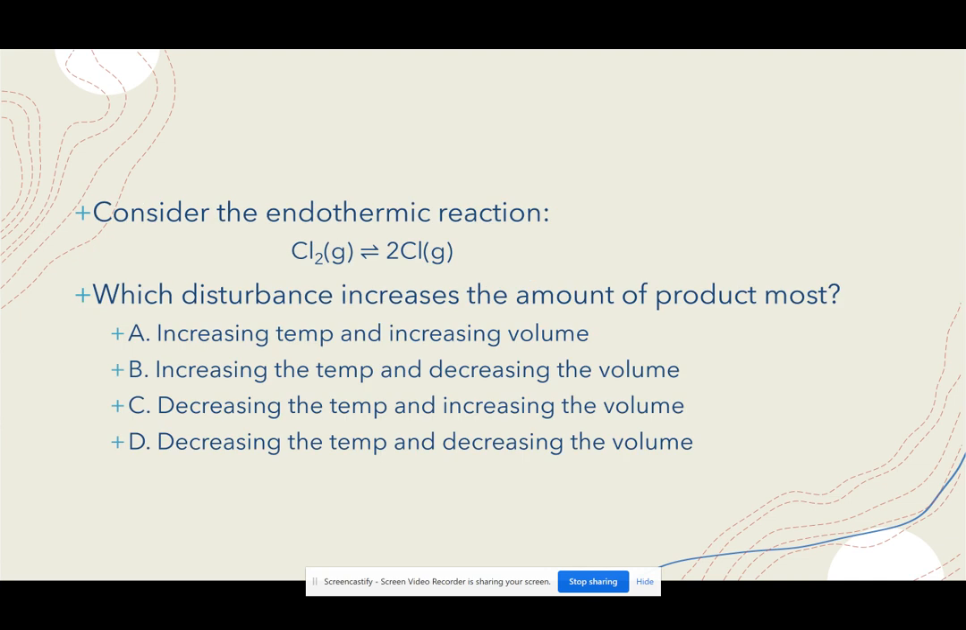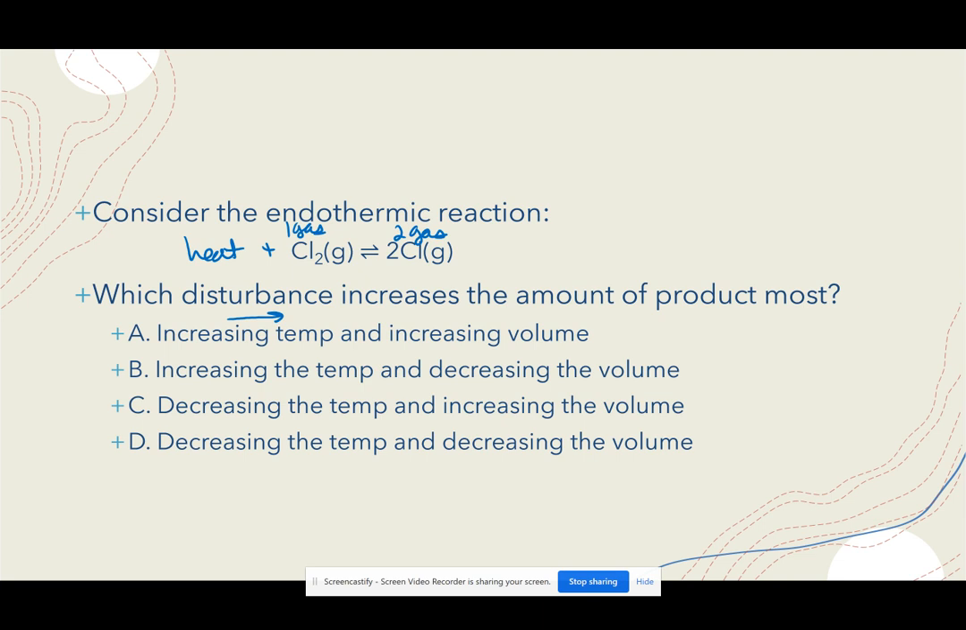This is an endothermic reaction, so heat is a reactant. Which disturbance increases the amount of product most? So increasing the temp and increasing the volume. So I have 1 gas on this side. I have 2 gas on this side. Okay. So increasing the temp and increasing the volume. Well, increasing the temp is going to definitely cause it to shift to the right, shift towards the product. Increasing the volume, however, is going to cause it to shift away from that product because there's more gas on that product side. Oh, nope. Just kidding. Pretend I didn't say that.